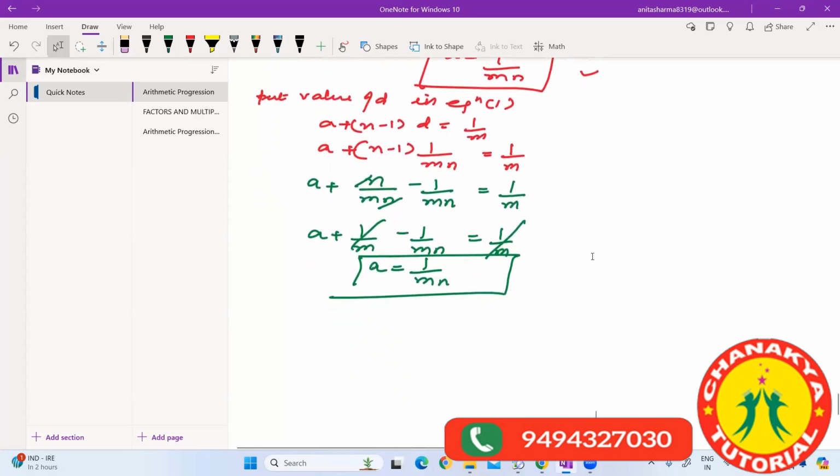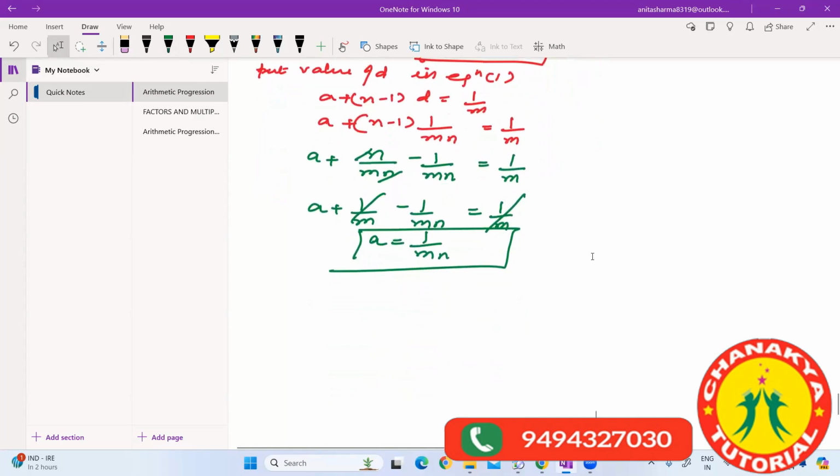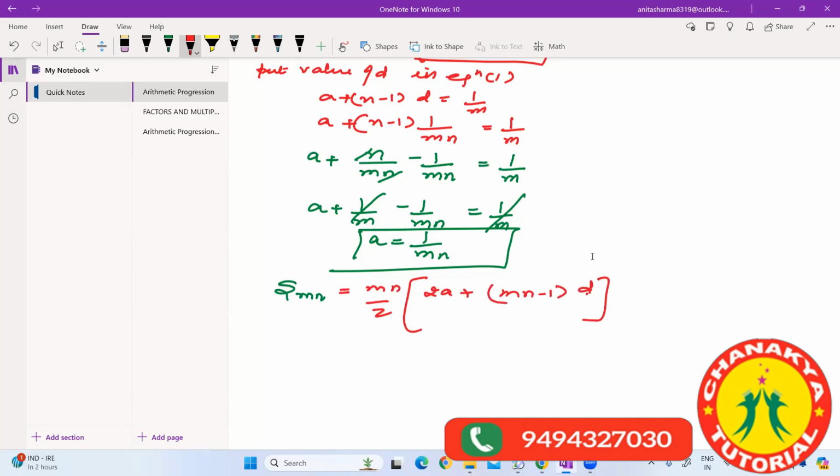Okay, now next, after this, you have to find the sum of mn terms. So the formula for the sum of mn terms will be mn by 2, then 2a plus (mn minus 1) into D. Right, now put the value of A and D here. So mn by 2, A is your 1 upon mn, plus (mn minus 1), D again is 1 upon mn.